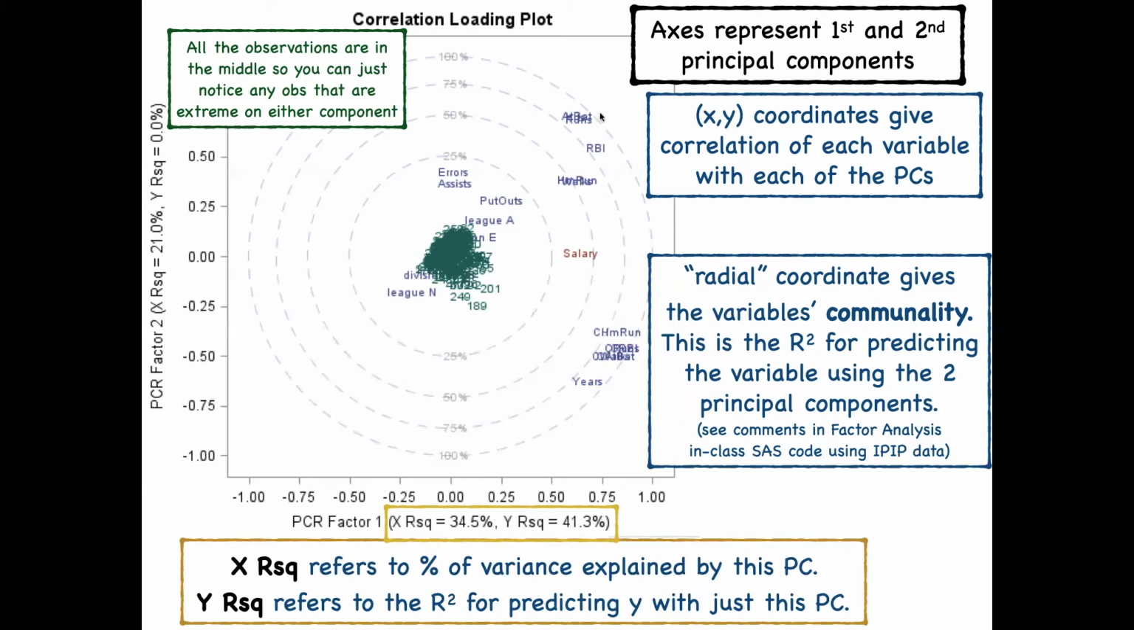So the information from at-bats, runs, RBI, career home runs, years, career at-bats, all of these variables that are farther away from the center are all well represented on the first 2 principal components. Whereas these defensive variables, errors, assists, putouts, and the league that the individual is in, none of those variables are very well represented on the first 2 components.